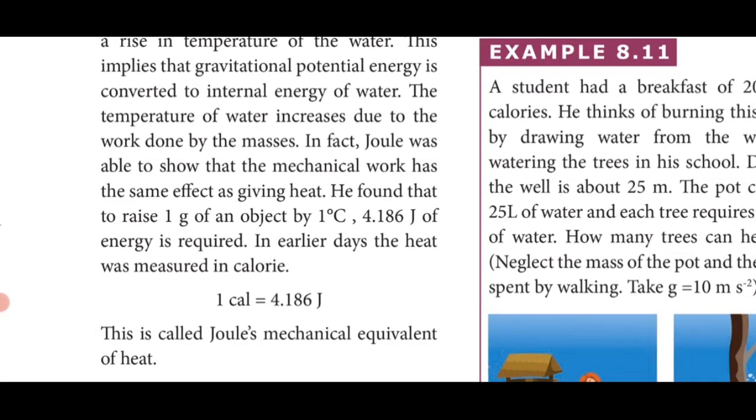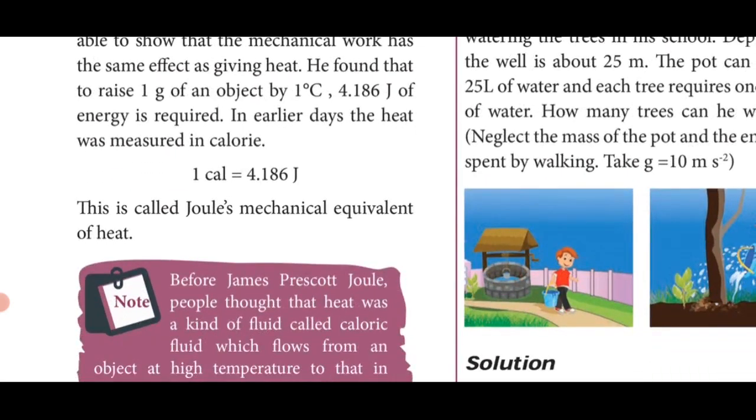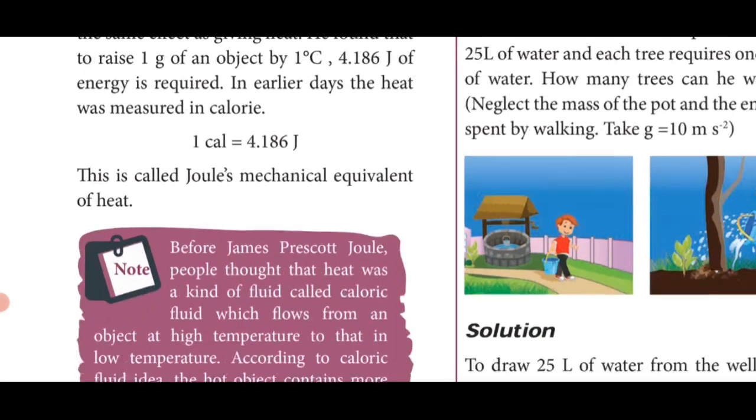In earlier days, heat was measured in calories. So 1 calorie is equal to 4.186 joule. This is called Joule's mechanical equivalent of heat. Understood how they are getting this rise in temperature?